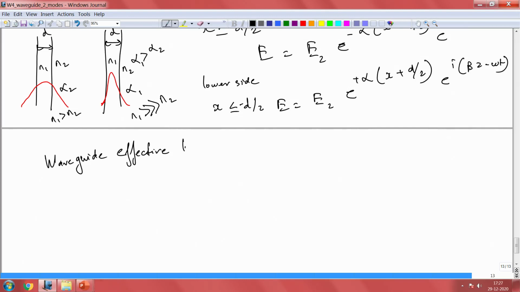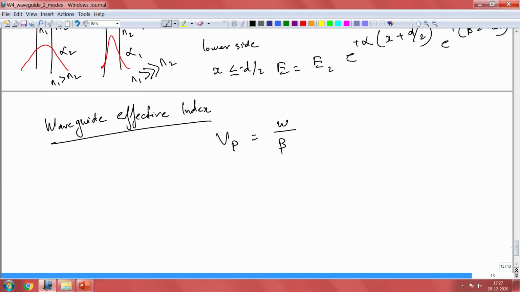Waveguide effective index. Let us start from our understanding of phase velocity. We know the waveguide phase velocity. Phase velocity is given by omega over beta. So, this is the phase velocity. Now if we say the refractive index, what is refractive index? Refractive index is nothing but c over Vp.